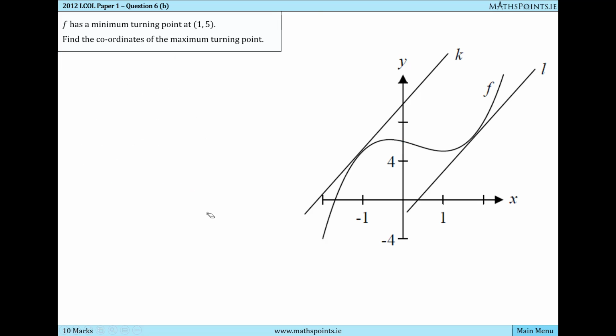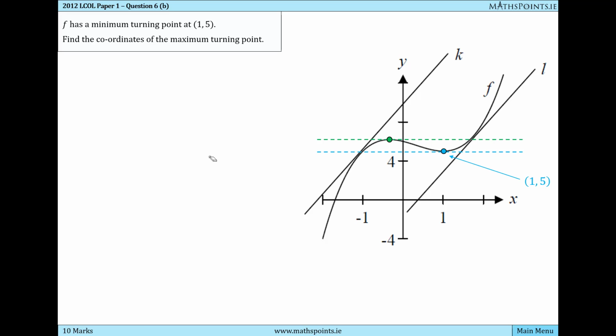The B part of the question tells us that f has a minimum turning point at 1, 5, and we want to find the coordinates of the maximum turning point. So we can see the minimum turning point here, and we're told that that's 1, 5, and we're interested in finding the maximum turning point here. Maximum and minimum points occur on the curves where the slope of tangents to that curve would be equal to 0. So we can see that the tangent to the curve at the point 1, 5 has a slope of 0, and so will the tangent to the curve at the maximum point.